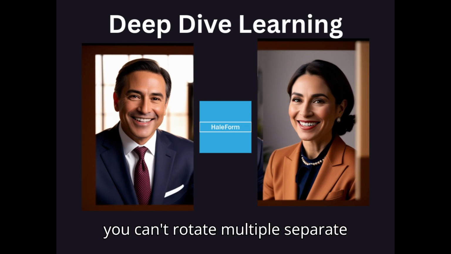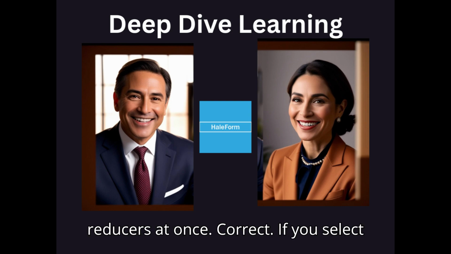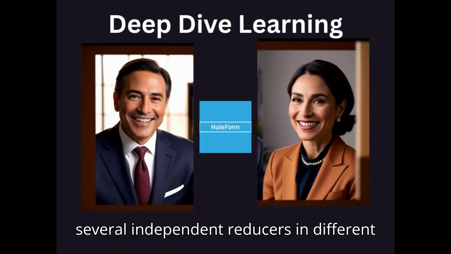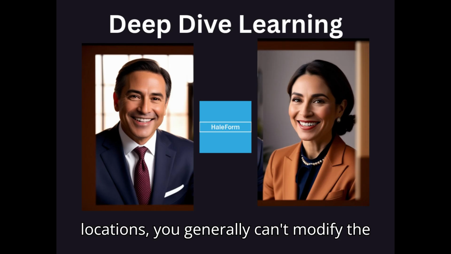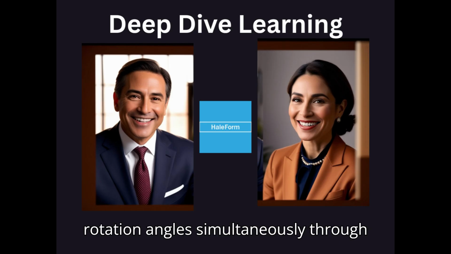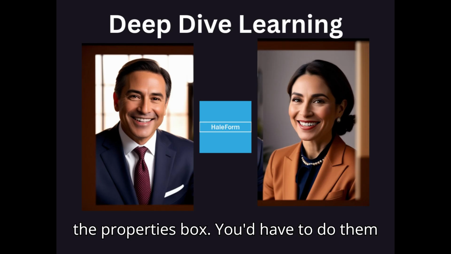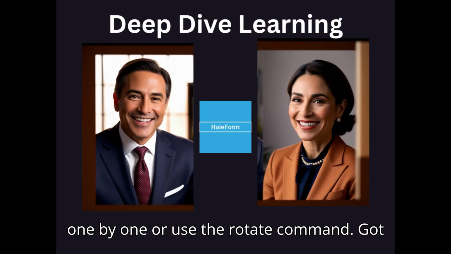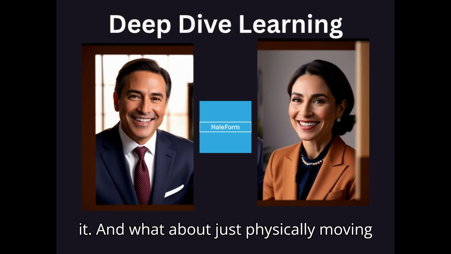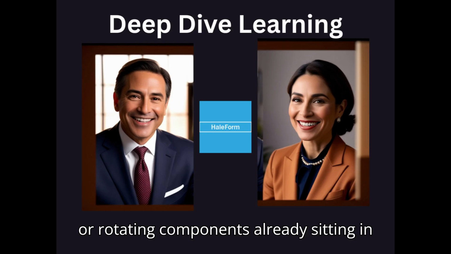Ah, clever. But you can't rotate multiple separate reducers at once. Correct. If you select several independent reducers in different locations, you generally can't modify the rotation angles simultaneously through the properties box. You'd have to do them one by one or use the rotate command. Got it. And what about just physically moving or rotating components already sitting in the model?